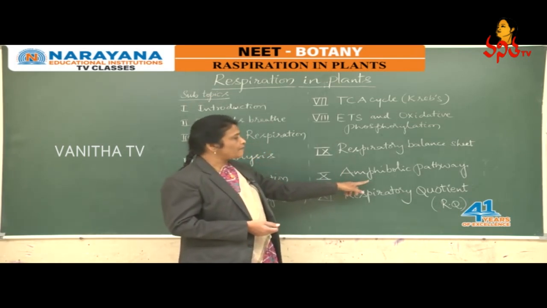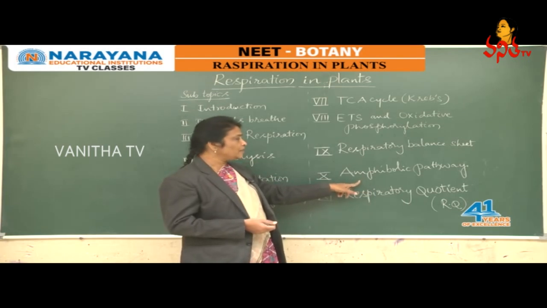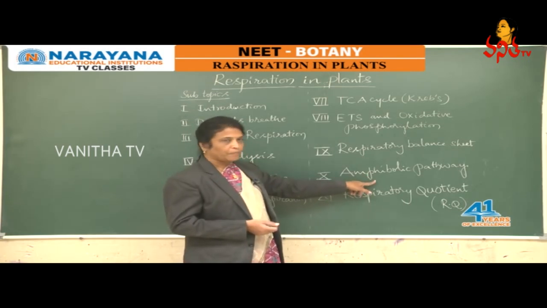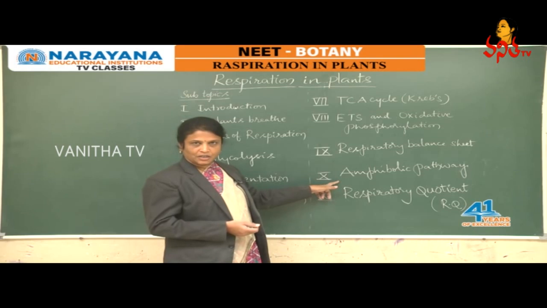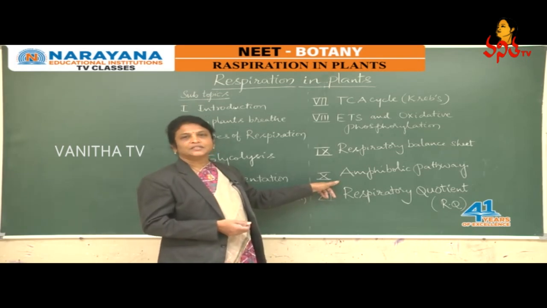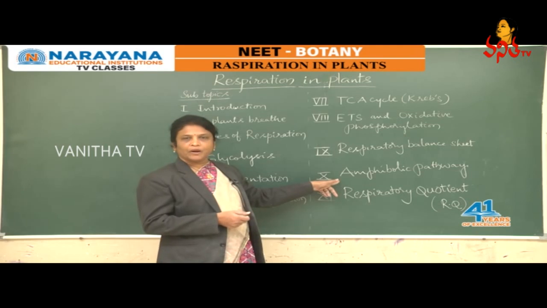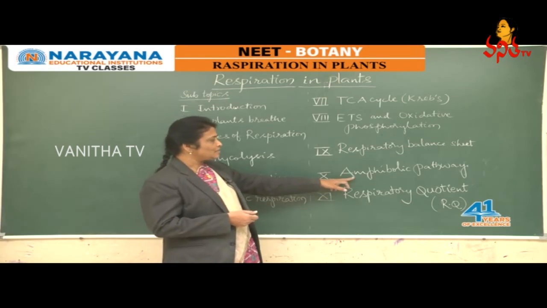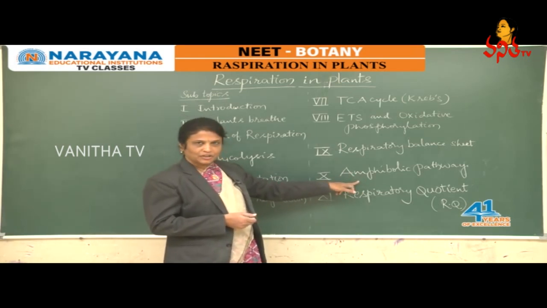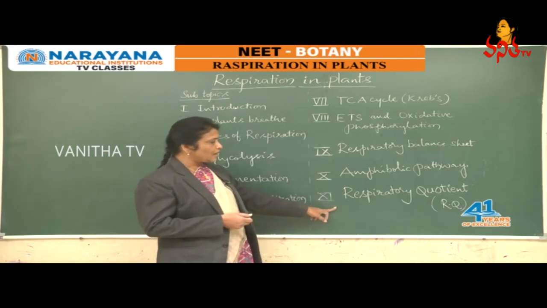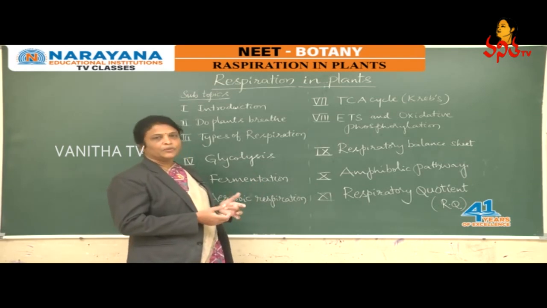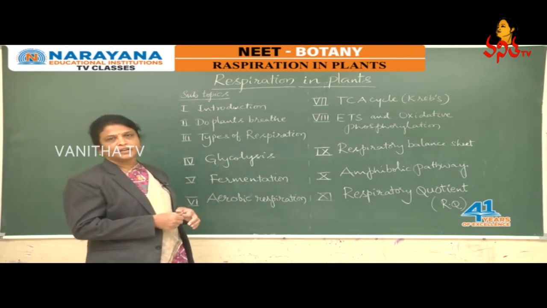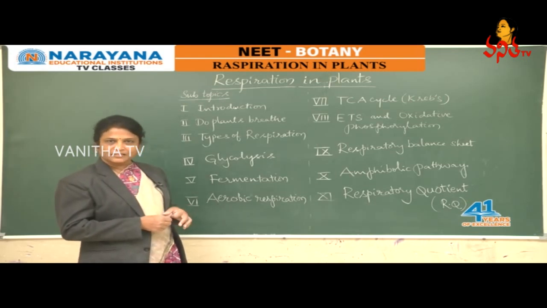Then we discuss the amphibolic pathway concept, and aerobic respiration is considered an amphibolic pathway because the carbohydrate skeletons that are formed during aerobic respiration may be diverted and involved in the synthesis of other chemical compounds like amino acids, proteins, fats, lipids, etc. So that is the amphibolic nature of aerobic respiration we discuss. Then the last one, respiratory coefficient, simply referred to as RQ: how to estimate the RQ value of different respiratory substrates like carbohydrates, fats and proteins.